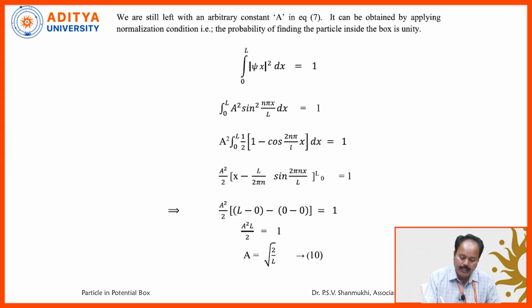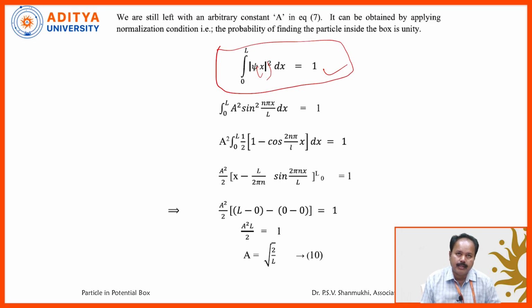That is the normalization condition: the integral from 0 to L of mod psi square dx is equal to 1, in the case of a one-dimensional system. What is psi actually? Psi is A sin(n pi by L times x), which is what we know. Substitute that into this equation, and we get A square times the integral of sin square(n pi by L times x) dx.